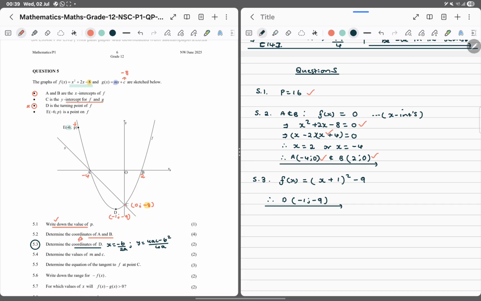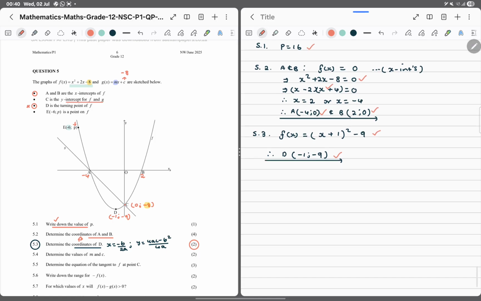You can sweat here, but look at the mark allocation. There's not a lot you need to do. So literally doing the completion of the square or writing it in turning point format is key, and presenting those coordinates.